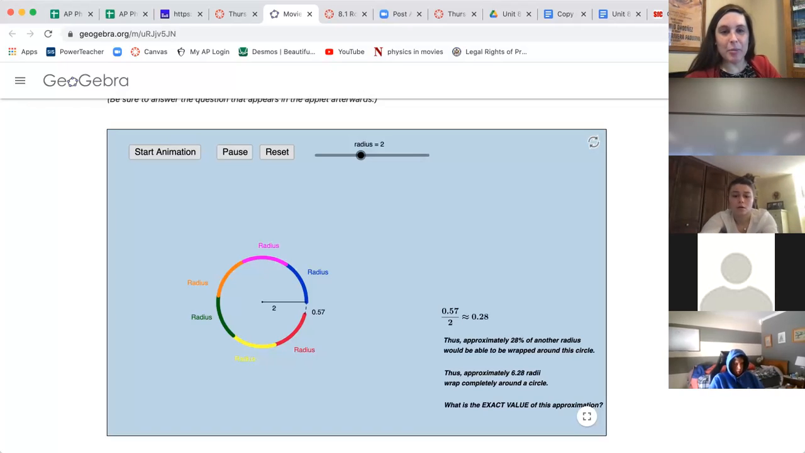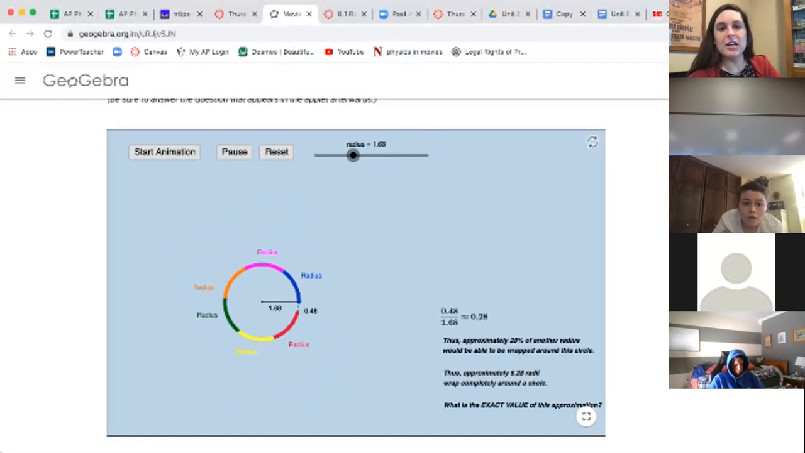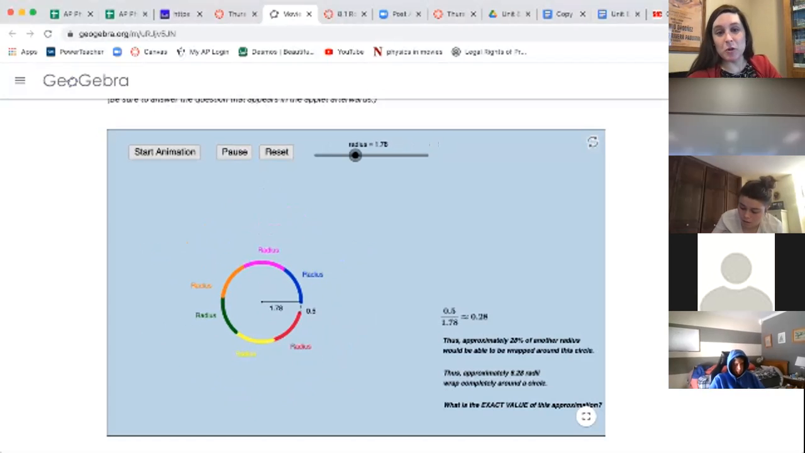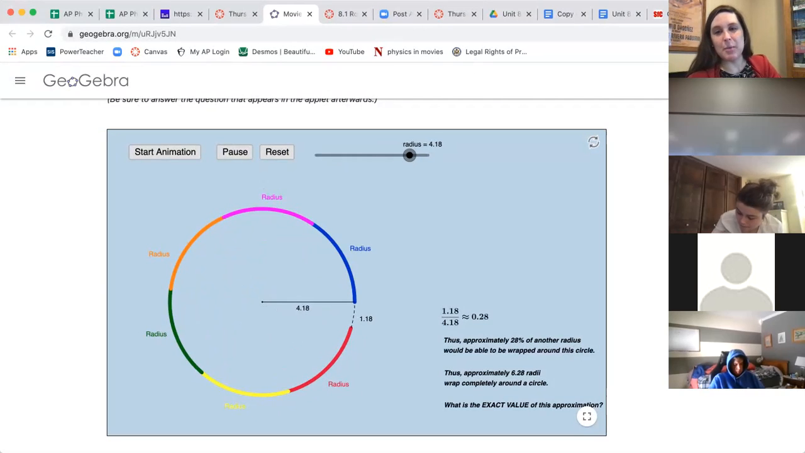Why is it 0.57 divided by 2? Because I set my radius to 2 and the graphic told me this is how much of your circumference is uncovered. It's 0.57, meters or whatever. That number changes as I change the radius. So the actual length of circumference that's left uncovered changes if you make the circle smaller or bigger. But what we notice is that the percentage that's left uncovered always stays the same. It's that 0.28.